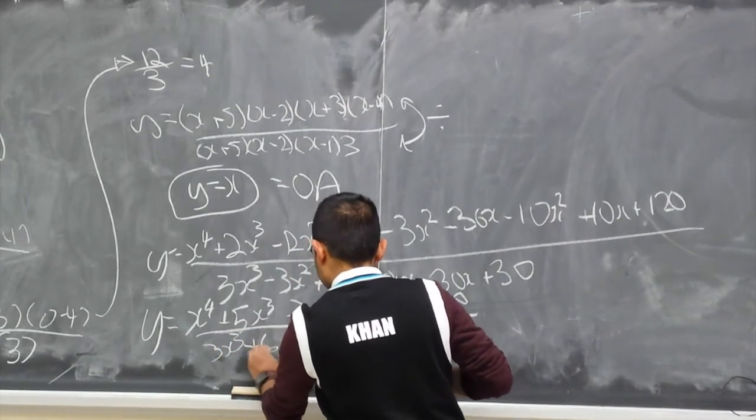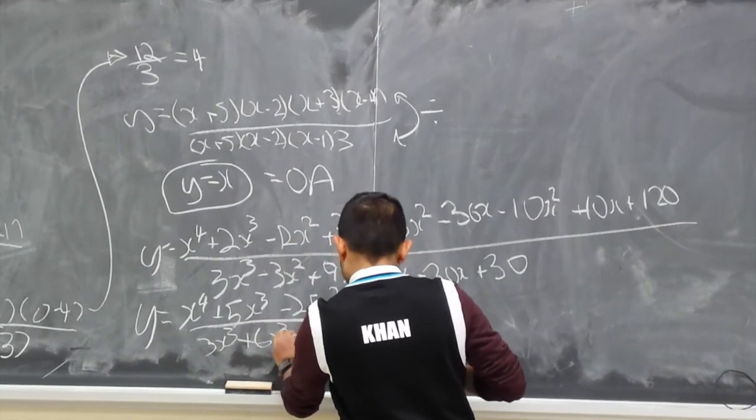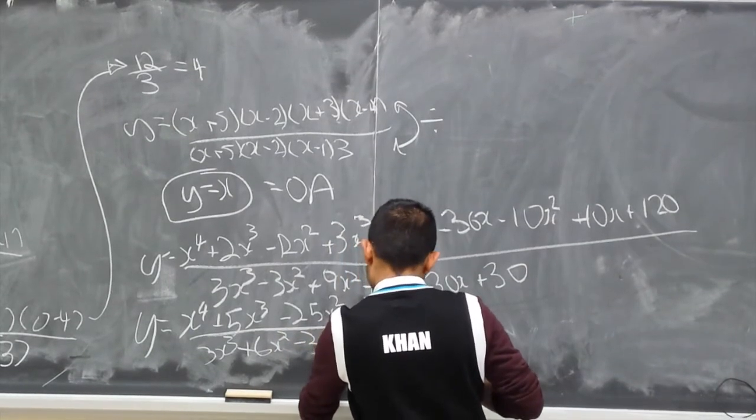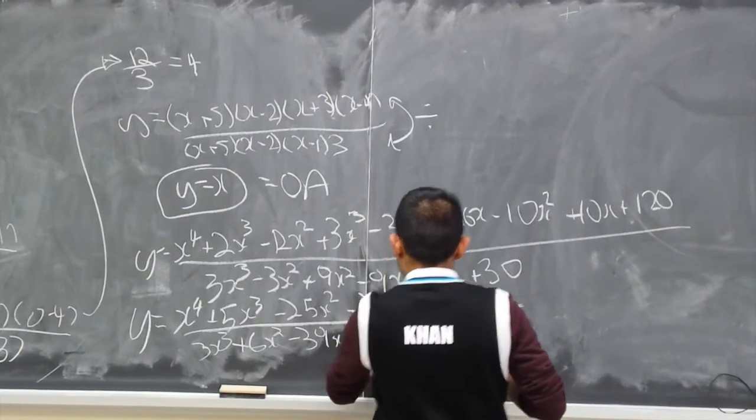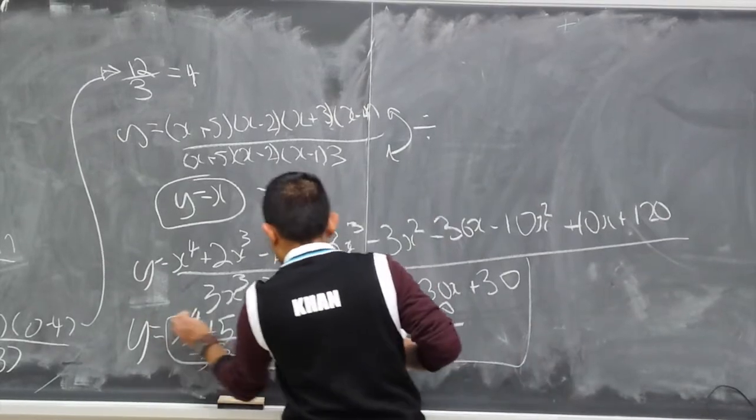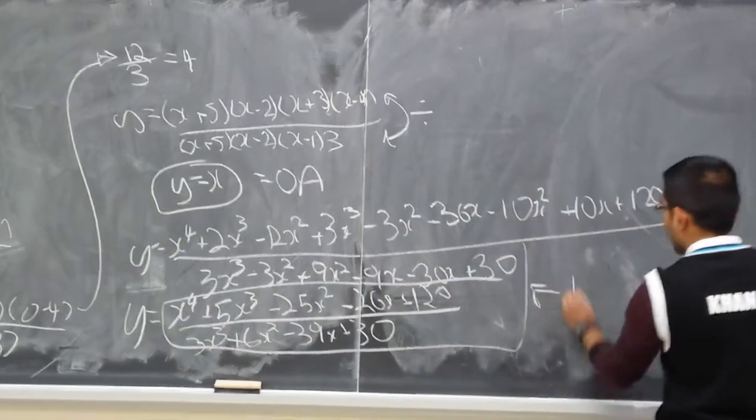plus 6x squared minus 39x plus 30. And finally, we have our final equation, and we're done.